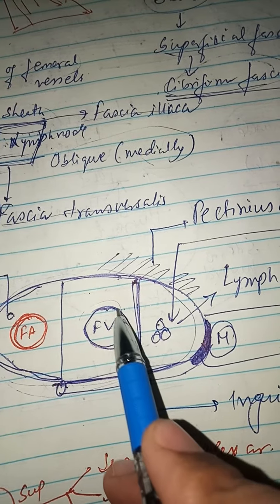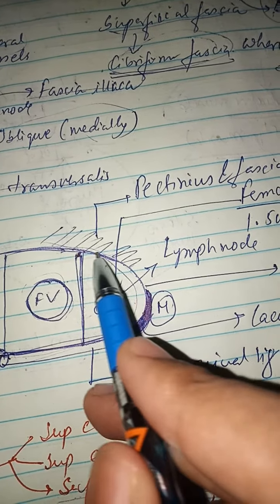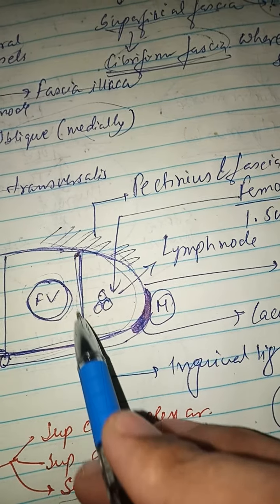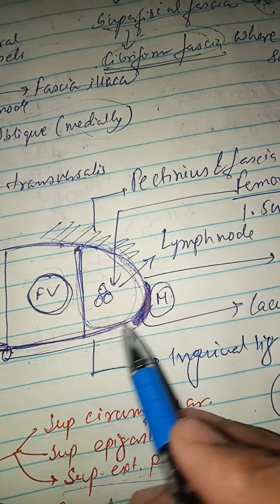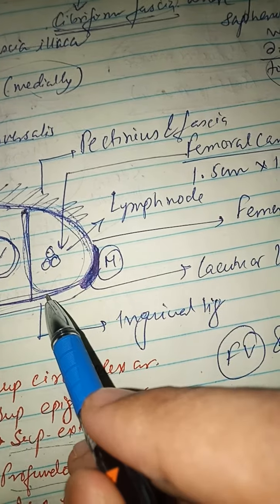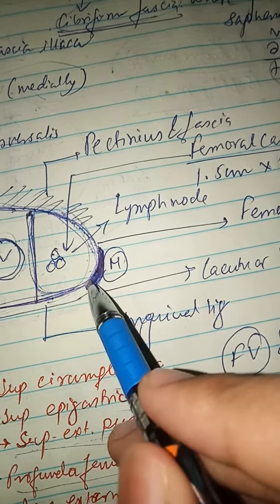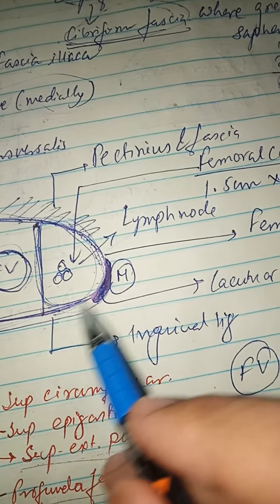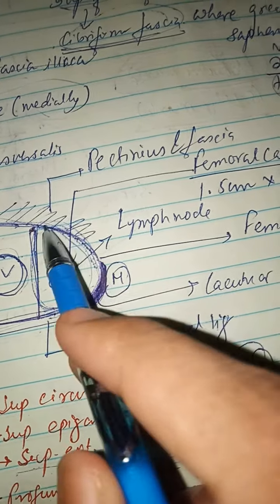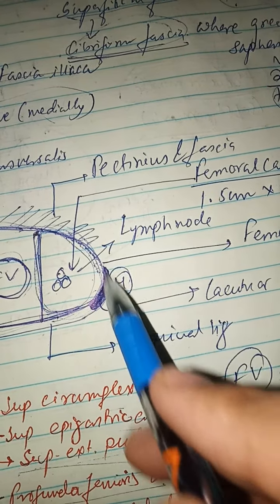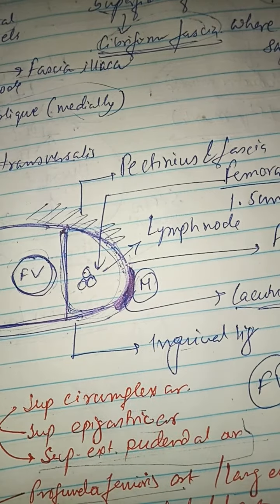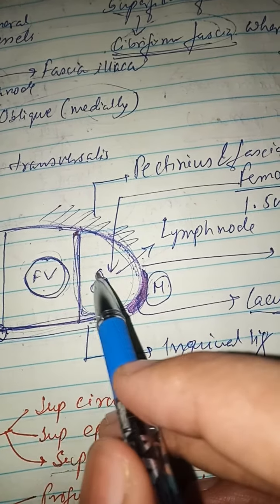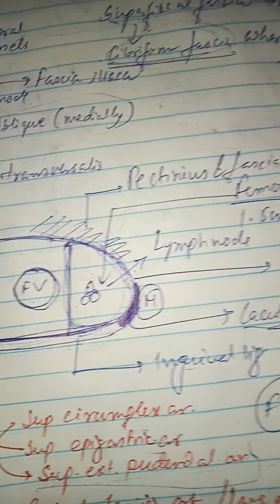The intermediate compartment contains the femoral vein, and the medial compartment is the femoral canal, and above the femoral canal is the femoral ring. The femoral ring is bounded anteriorly by the inguinal ligament, posteriorly by the pectineus muscle and its fascia, medially by the flattening of the inguinal ligament forming the lacunar ligament, and laterally by the septum between the intermediate and medial compartments.